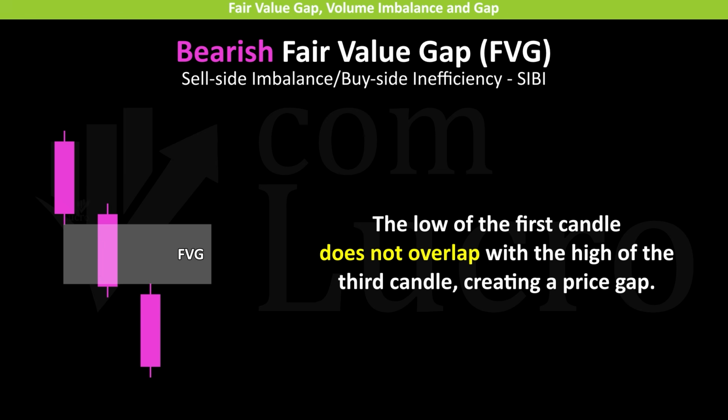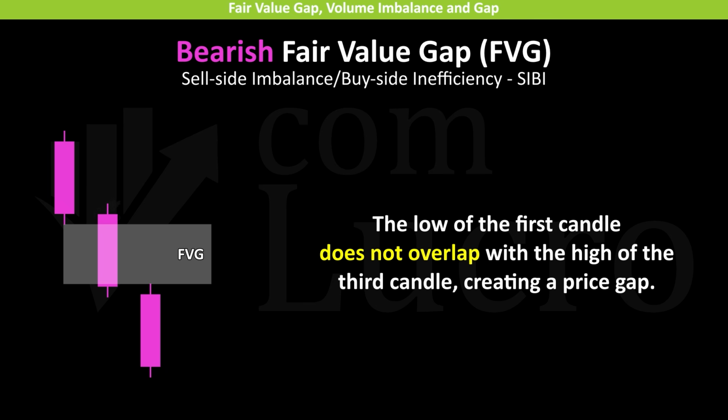The bearish fair value gap is commonly called SIBI, which stands for sell-side imbalance and buy-side inefficiency. A bearish fair value gap forms when the lower shadow of the first candle does not overlap with the upper shadow of the third candle, again creating a gap between the two.